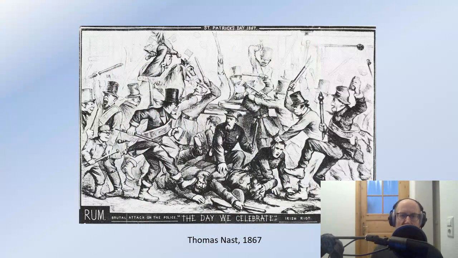Scram. Here is a famous Thomas Nast cartoon from 1867. And it's to show what's going to happen on St. Patrick's Day, where these Irish, the caricature of them is like they're subhumans and they're beating the police. Blue lives matter, right? And these Irish sort of like animals are beating on the cops, and the cops are just trying to protect good, decent Americans from these drunk, angry Irish monkeys.